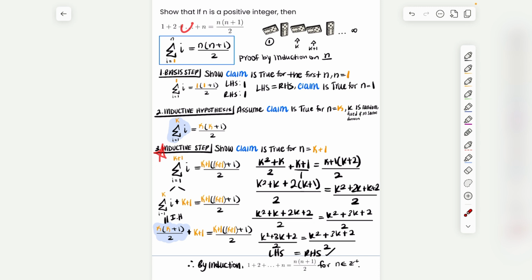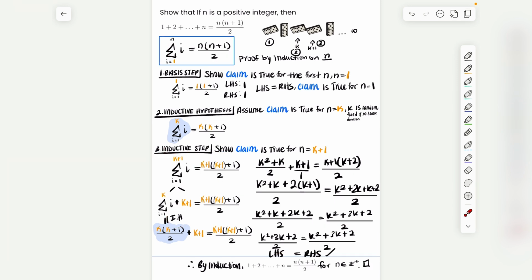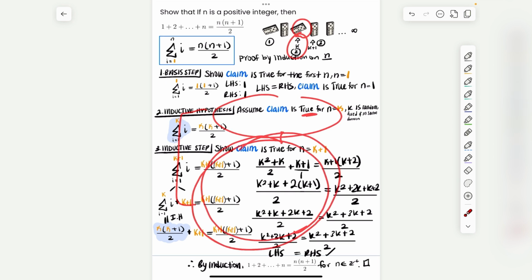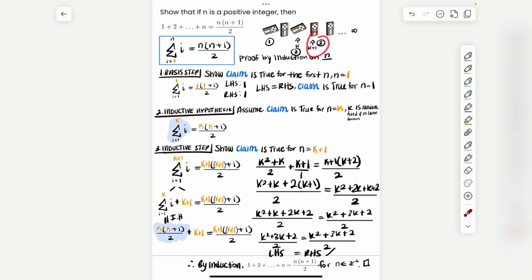So here we proved that the integer next to that k, the k plus 1, satisfied the claim, meaning that when we plugged in k plus 1, this side is indeed equal to this side, and we managed to prove that using the inductive hypothesis. So what we managed to do is prove a rule, and that rule is: if we pick any kth domino, it could be any domino, and it falls, then that means that the next one, the k plus 1 domino, will also fall. That is the rule that we just proved.